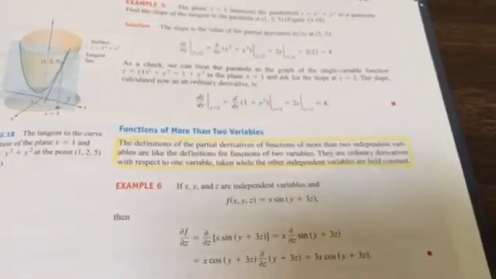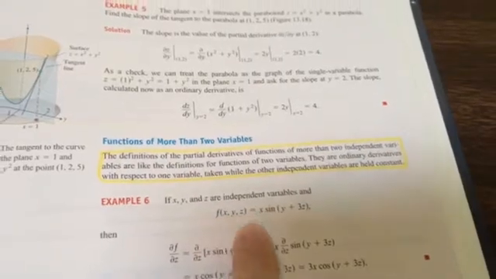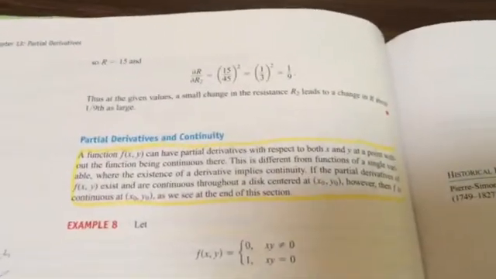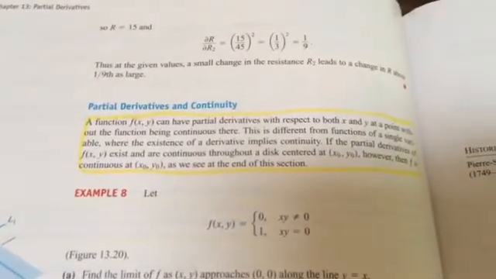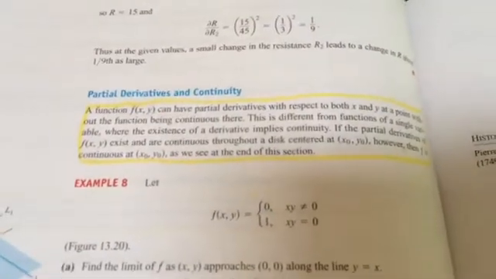Here it's talking about what to do if you have more than just x and y. So like if you have x, y, z, that's on page 70, what page was that? 707. And then here they talk about partial derivatives and continuity, which we talked about before with continuity, so you can look at that. That's above example 8.